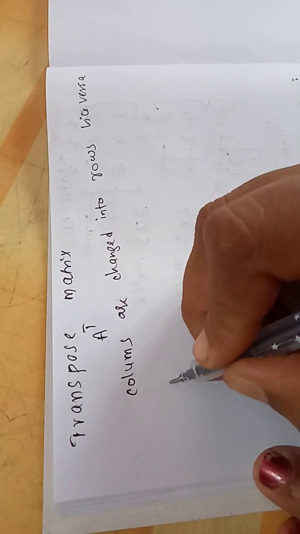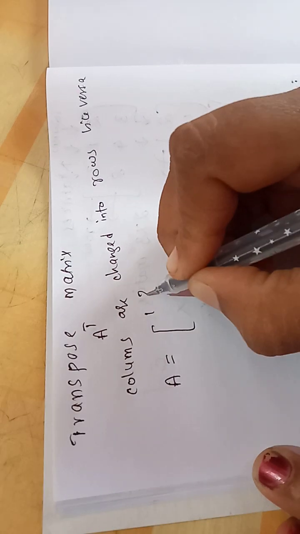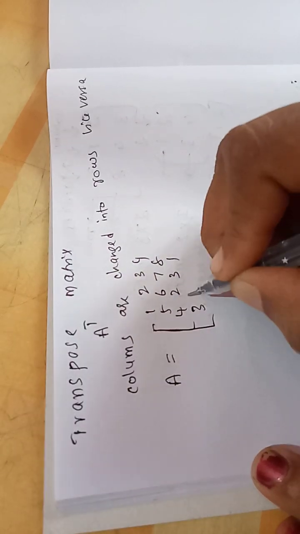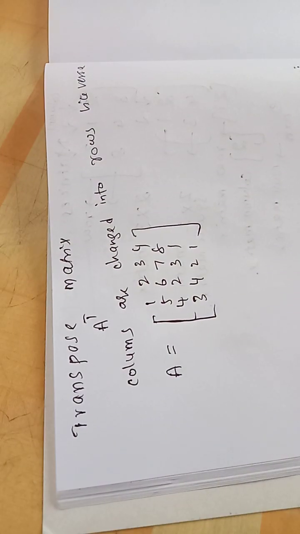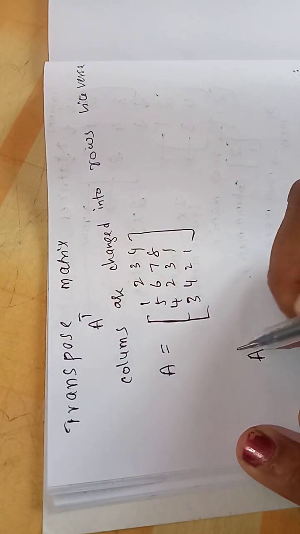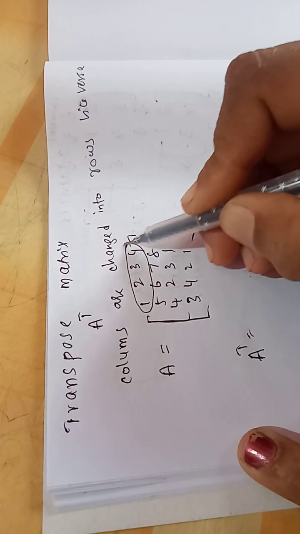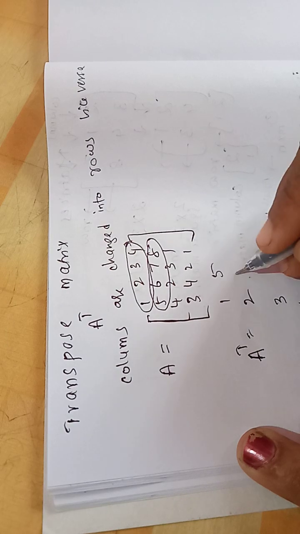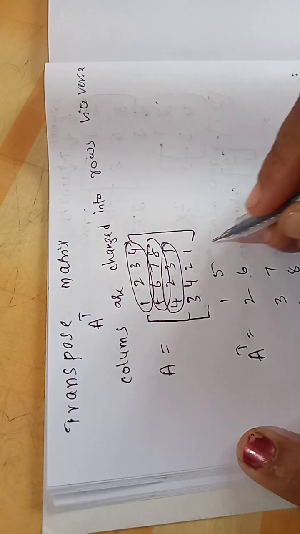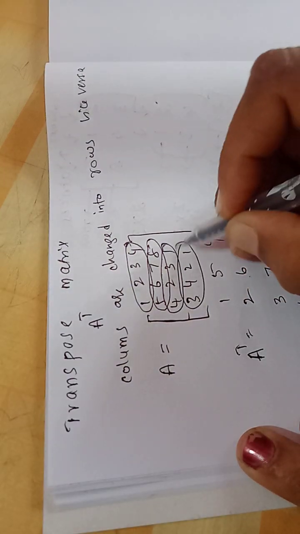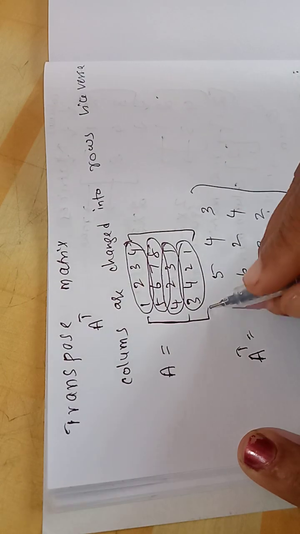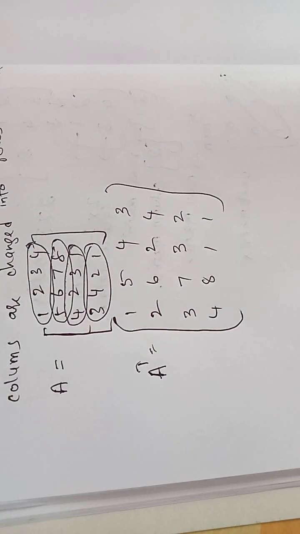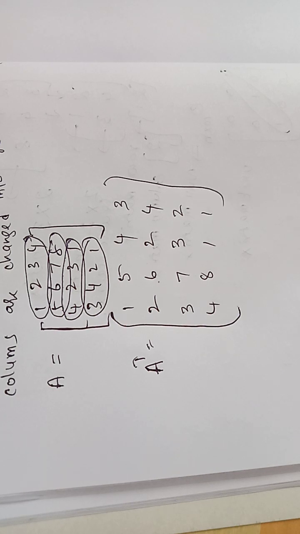So I am taking a matrix such as 1, 2, 3, 4, 5, 6, 7, 8, 4, 2, 3, 1, 3, 4, 2, 1 in such a way, a 4 by 4 matrix I took. Now transpose means this row I will write as a column 1, 2, 3, 4. Again this row 5, 6, 7, 8. Again this row 4, 2, 3, 1. Again this row 3, 4, 2, 1. So in such a way rows are changed into columns or columns into rows. That we call the transpose matrix.